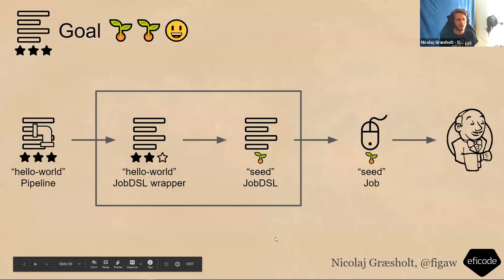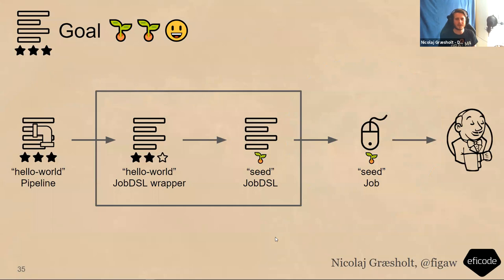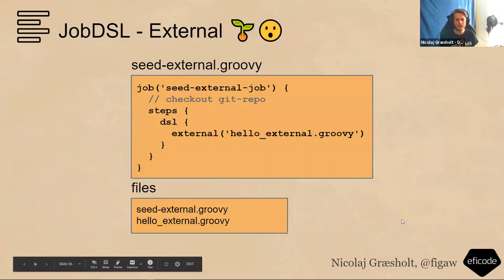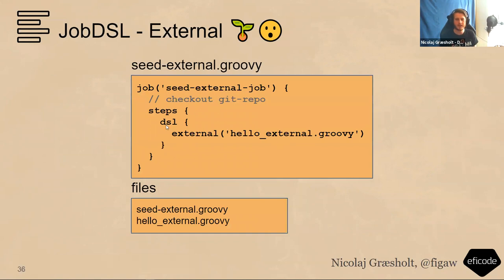All right. But I wanted my JobDSL in another file and not inlined in a JobDSL file. So how do I get there? Well, I can actually reference an external file. So rather than provide it as a string inside the JobDSL, I can reference an external file. So the idea here is that I have a repository with a couple of files. I check them out from a Git repository, and then the seed external job will generate the job in the hello external file.